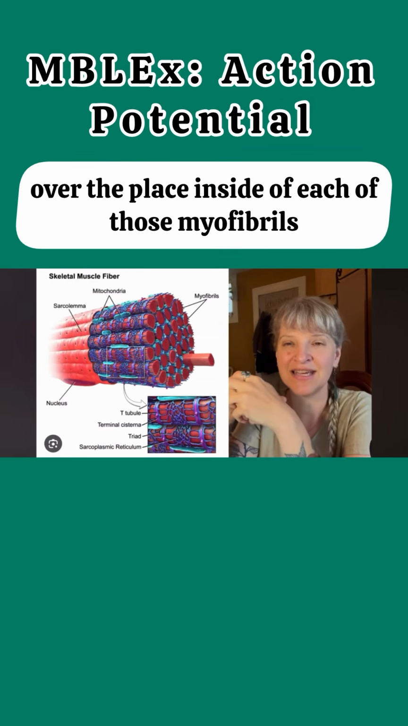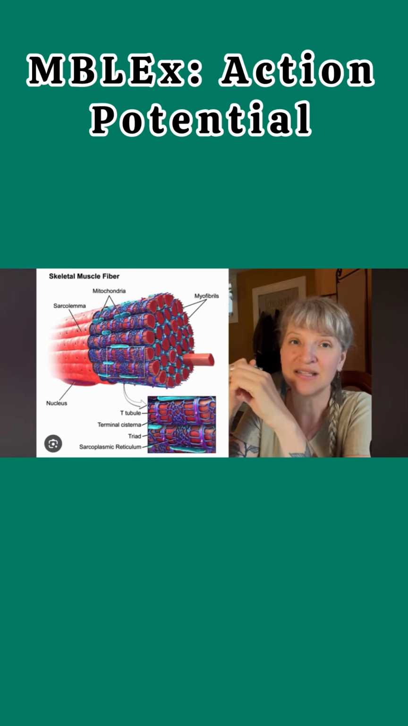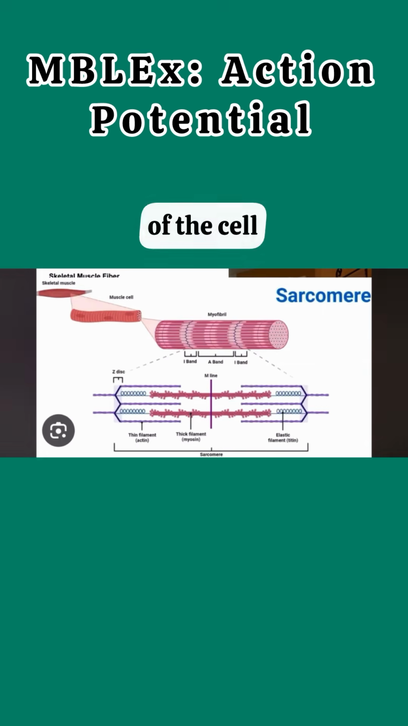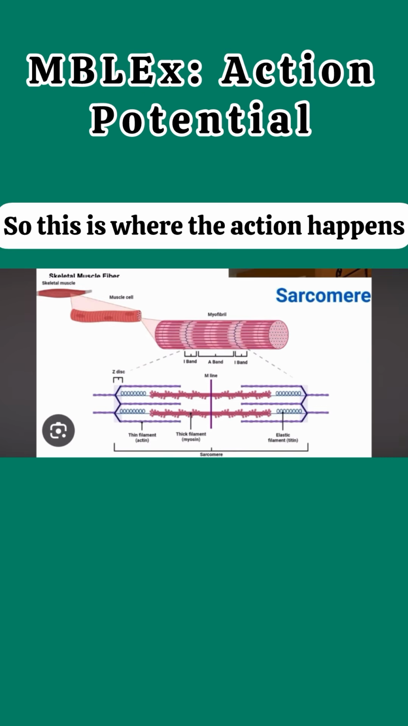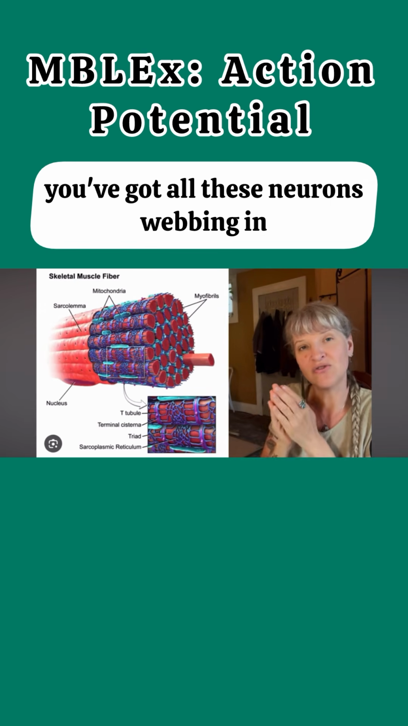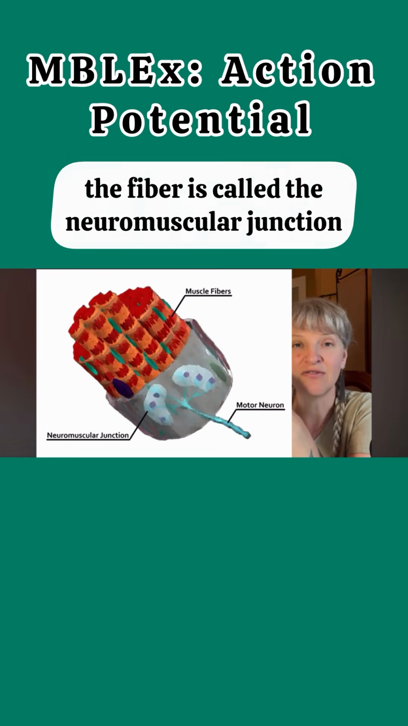Over the place. Inside of each of those myofibrils, which is like a big bundle, are all of the little sarcomeres, which are the contractile units of the cell. So this is where the action happens. Outside of the fiber, you've got all these neurons webbing in, and where they connect with the outside of the fiber is called the neuromuscular junction.